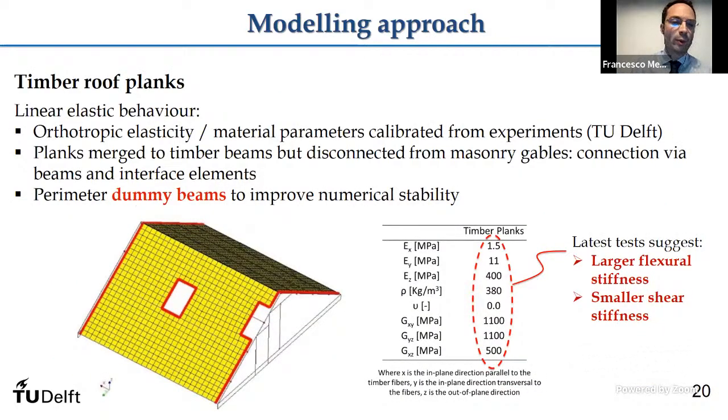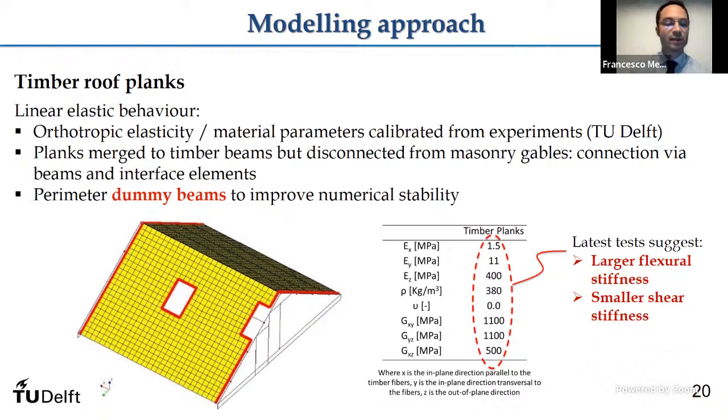And finally, about the rest of the timber structure, so especially the roof planks, that was modeled with a single sheet. So the planks were assumed to be merged one to the others, and also with the beams. But for this reason, we reduced largely the elastic properties. We used an orthotropic model, and we calibrated the properties based on a specific campaign of tests that were performed at TU Delft. But I have to say that given the latest results, again, from this campaign, we actually reduced probably too much the Young's moduli, and not enough the shear moduli. So probably we should have used a slightly larger flexural stiffness and a smaller shear stiffness.